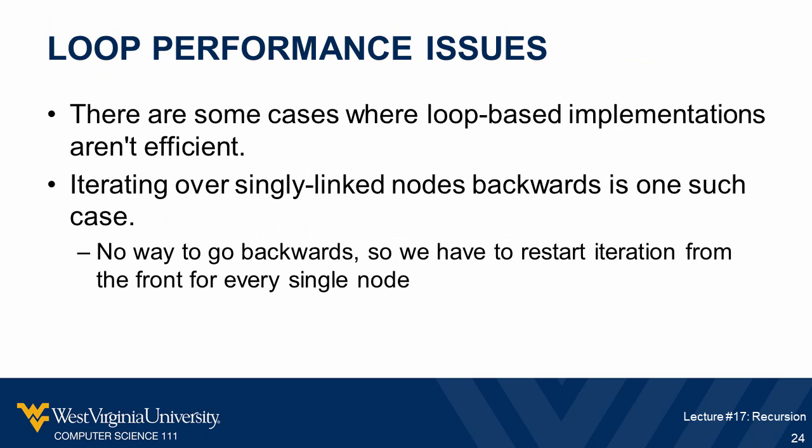That's not to say that iterative solutions are perfect either. There are some types of problems that recursive solutions actually work out better for than ones that are based on a loop. One example that we're going to take a look at here in a moment is if we have a chain of singly linked nodes and we need to go backwards through that chain, so in the opposite direction of where our next node pointer points. Let's head over to Eclipse and take a look at an example.